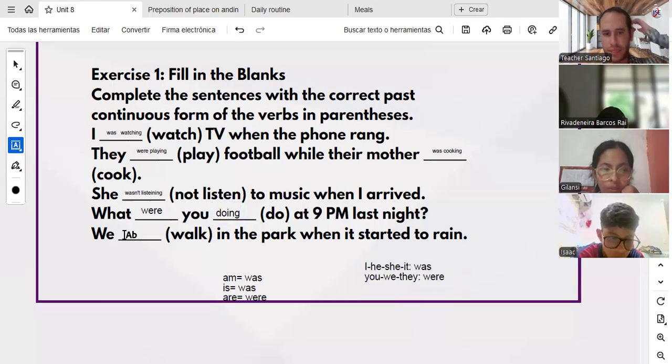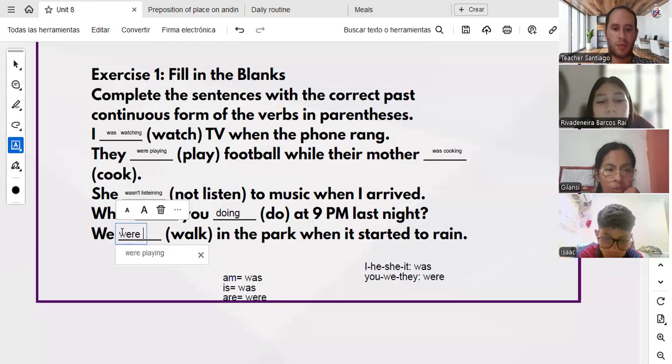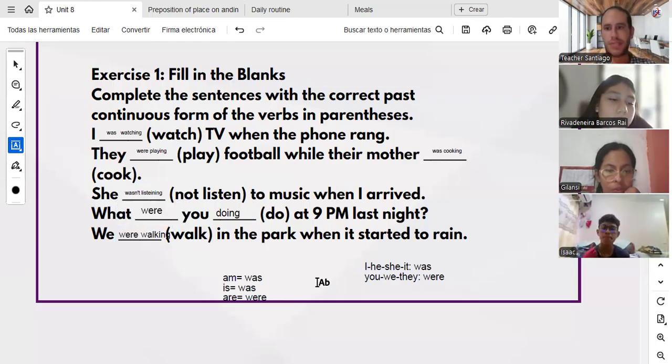Thank you so much for participating. Fiorella, next one. The last one. We were walking in the park when it started to rain. Good pronunciation. Thank you so much, Fiorella. Well done. So let's continue.